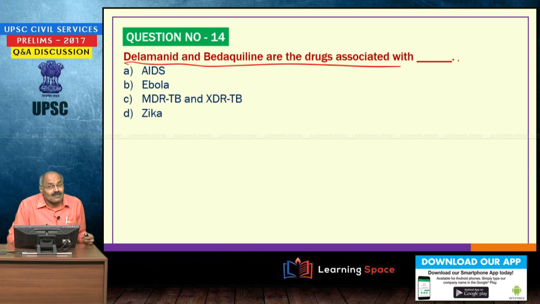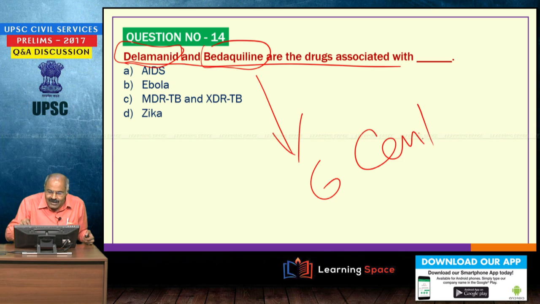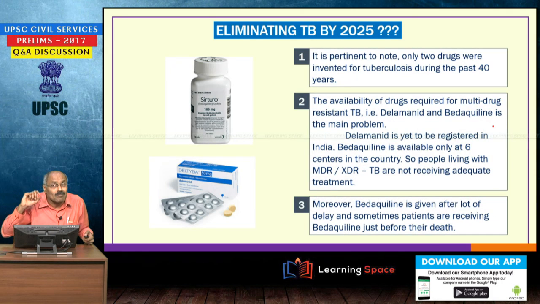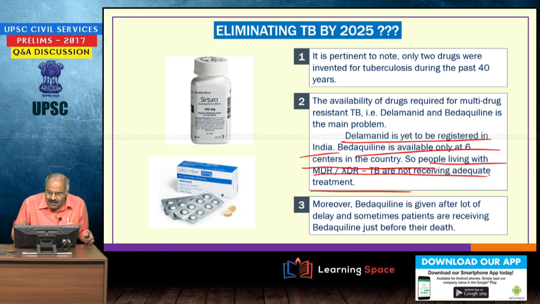Delamanid, bedaquiline. These two are the drugs associated with multi-drug resistant TB and extensively drug resistant TB. And please don't forget, this Delamanid is yet to be approved in our country, and bedaquiline is available only at 6 centers in our country. So because of these two things, controlling multi-drug resistant TB and extensively drug resistant TB is becoming difficult. Please go through this. People living with MDR or XDR TB are not receiving adequate treatment because of this reason.